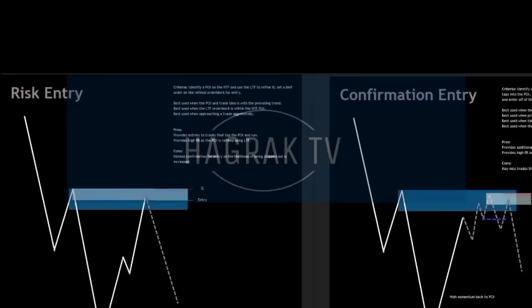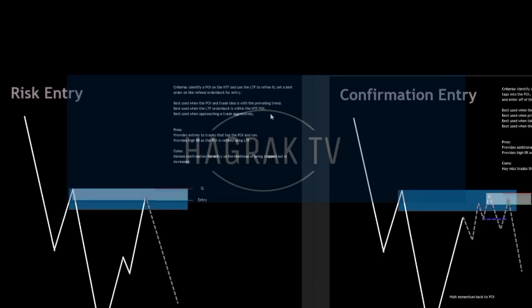Looking at entries on order blocks, there are two types of entries that you can use, both with their own pros and cons. There's the risk entry and the confirmation entry. The risk entry is an entry type that is much more aggressive in that you are placing your buy or sell limit order on an order block, looking for price to tap into it, tag you into the trade, and continue in your overall trade direction.